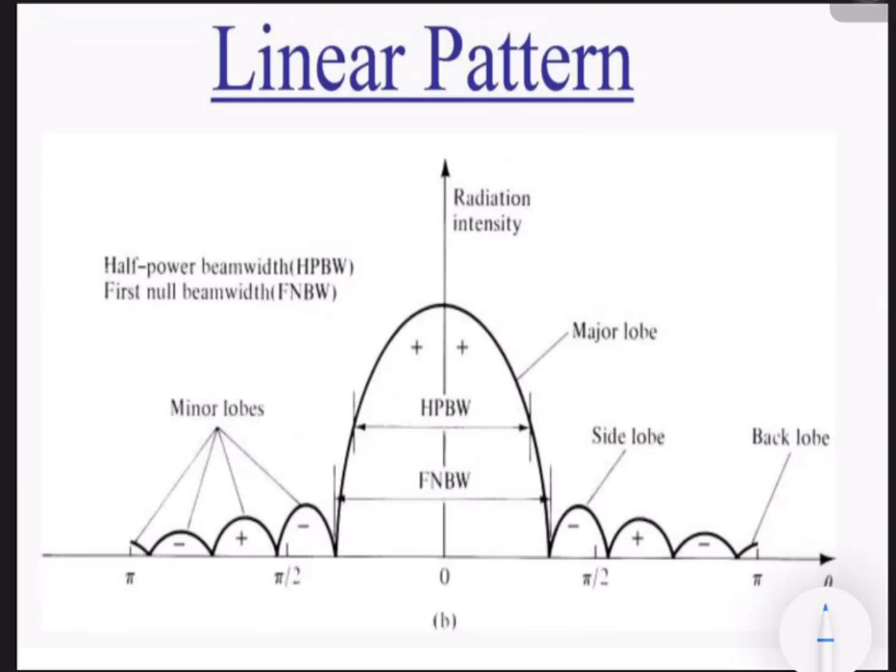And we can also represent it in a linear pattern, that is on a linear scale, in x and y axes. Here we can see this is the major lobe where the radiation intensity is maximum, and the side lobes are represented beside this. These are the side lobes, and these are the back lobes. So this is how we can express the radiation pattern in a linear scale or linear pattern.